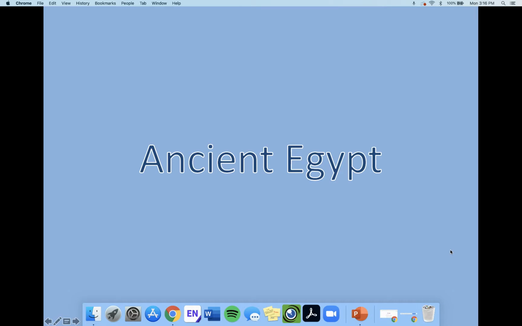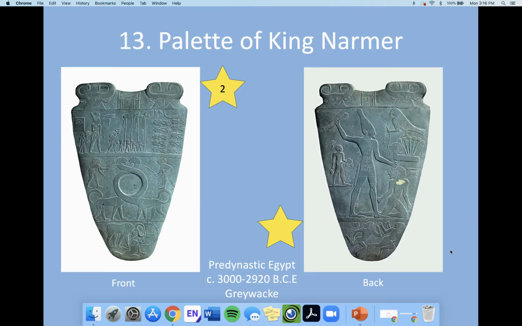And so we're going to start with the Palette of Narmer. So as you can tell by your 2 stars here, you have 2 images. This is called the Palette of Narmer. This is the front image, and this is the back image. And both of these are your required images for the exam.